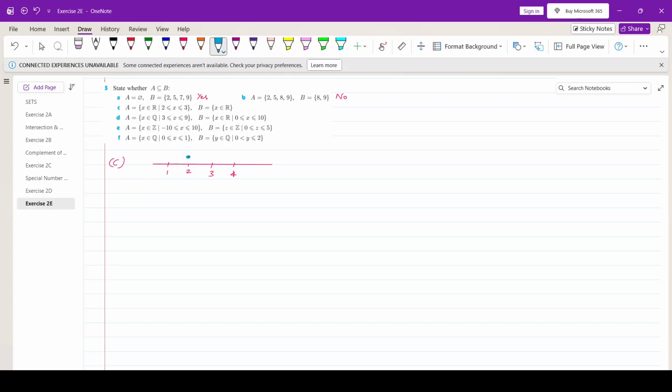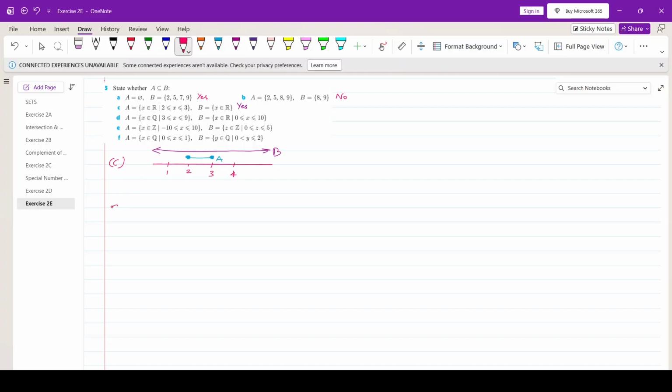So there will be a line segment between 2 and 3, including both. Now B says it is a set of all x such that x is a real number. Therefore, this is A and this is B. Now can we say A is a subset of B? Yes, we can say A falls on B. So yes, A is a subset of B.